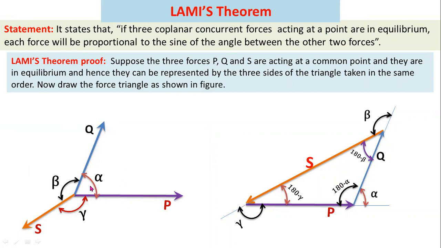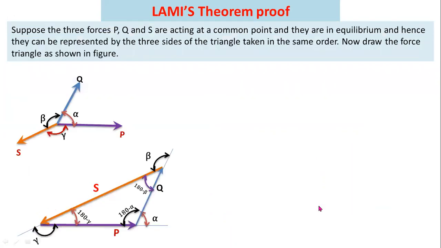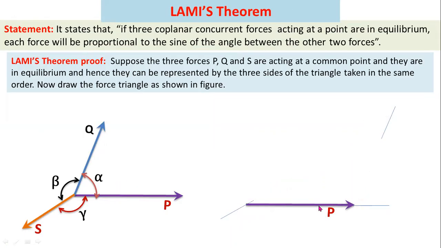These forces can be represented by the three sides of the triangle taken in the same order. First you have to consider this line as it is. I will repeat once again. First you have to consider this horizontal force P as it is. After that you have to move this Q force from here to this end, to form a triangle.